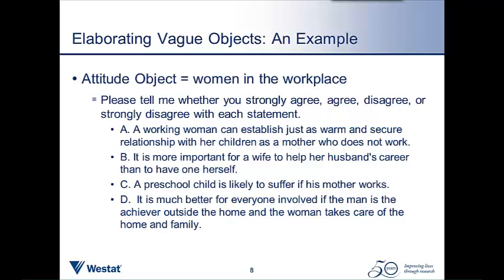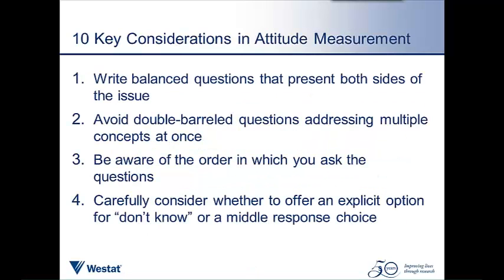So what we're going to do today is to talk through 10 key considerations in attitude measurement. I'm going to go through these very briefly right now, and then we'll dig into each one more carefully. So the first issue is writing balanced questions that present both sides of the issue. And this is a really fundamental aspect of writing good attitudinal questions. The second one is avoiding double-barreled questions where your questions are addressing multiple concepts all together in the same question. The third is being aware of the order in which you ask the questions, that the order can sometimes impact the answers that you get.